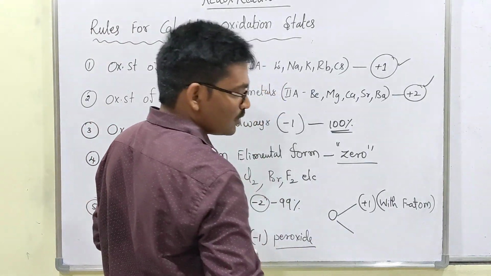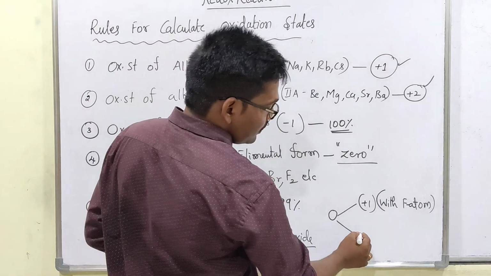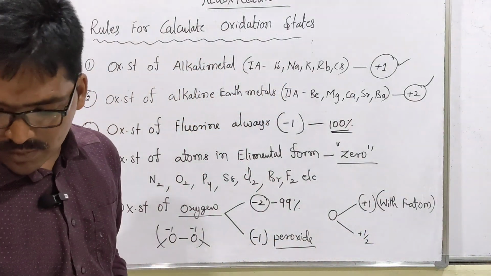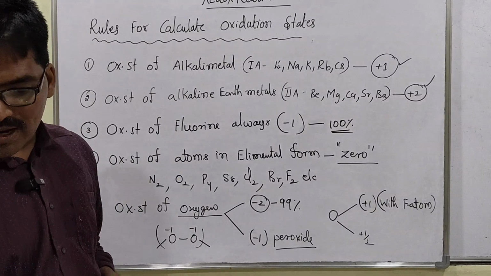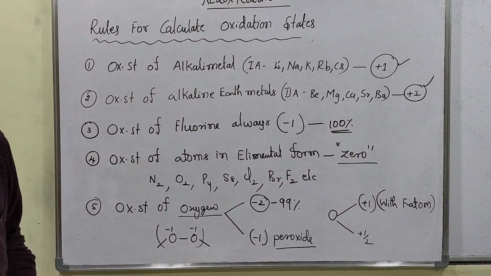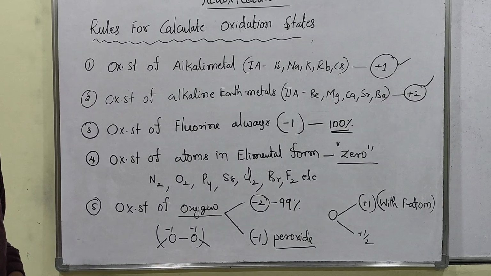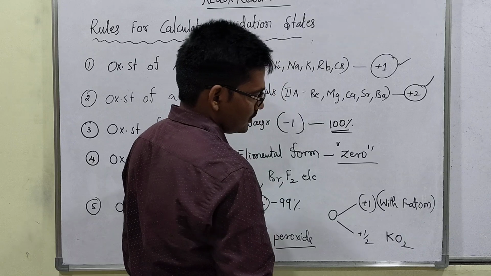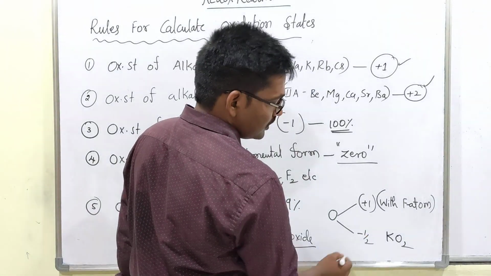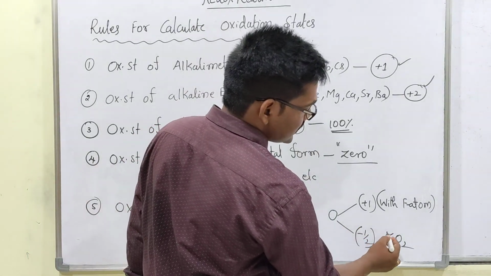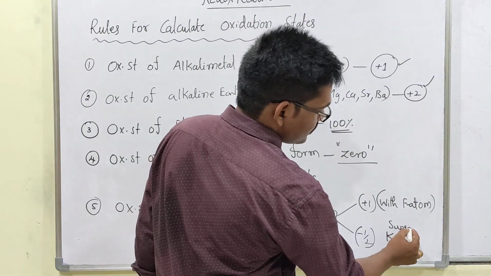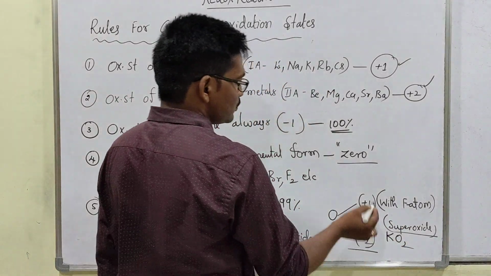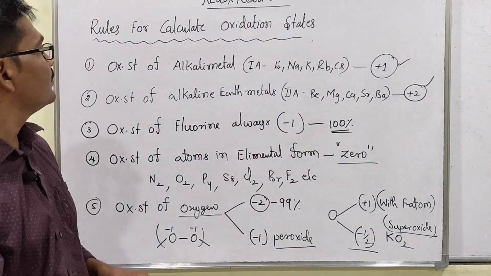And also you have to remember, it can exhibit -1/2, that is the superoxide case. Superoxide case, for example, KO2. So not +1/2, it is -1/2. In the KO2 case, the superoxide case, it can exhibit -1/2 oxidation state.